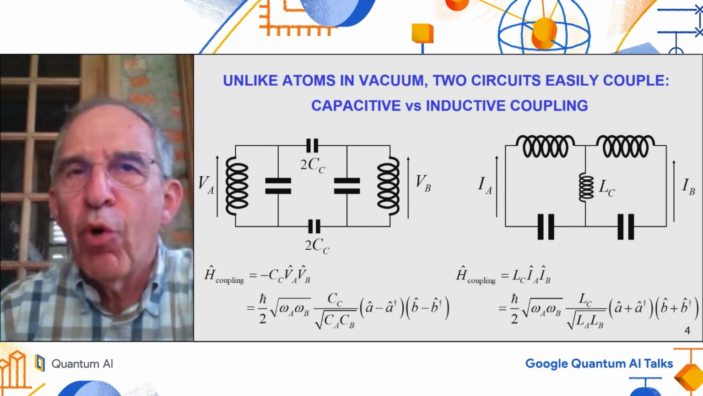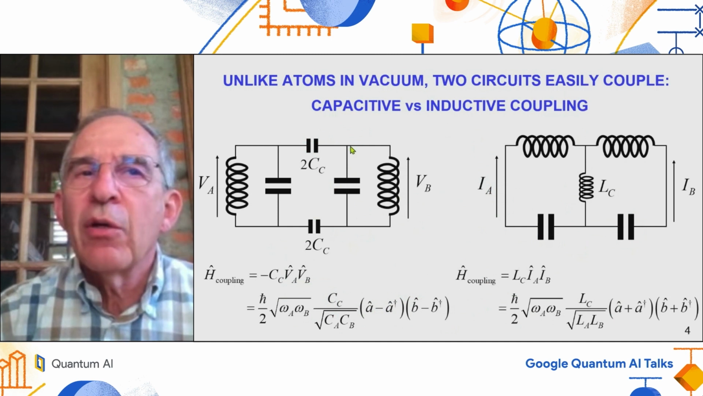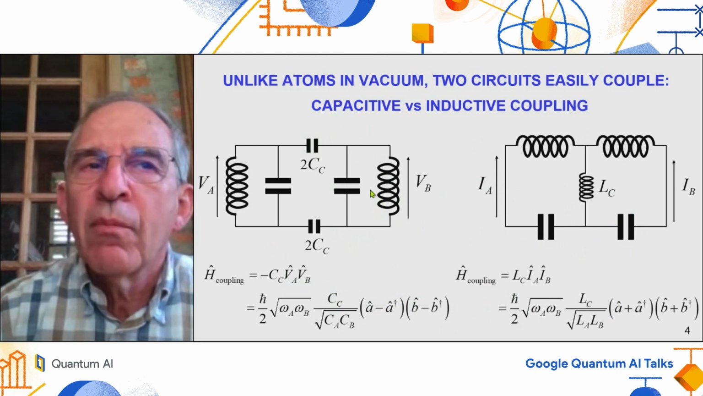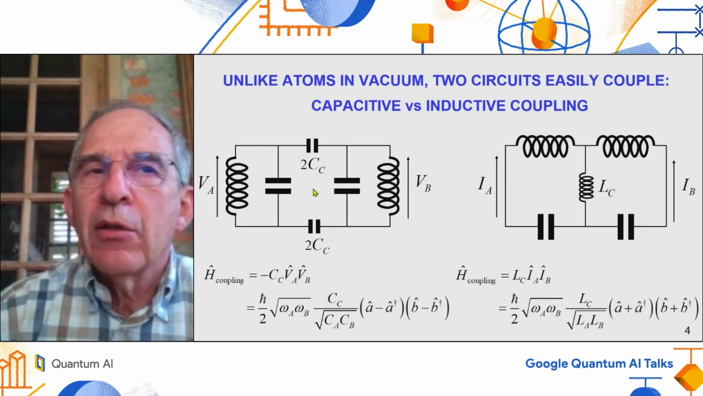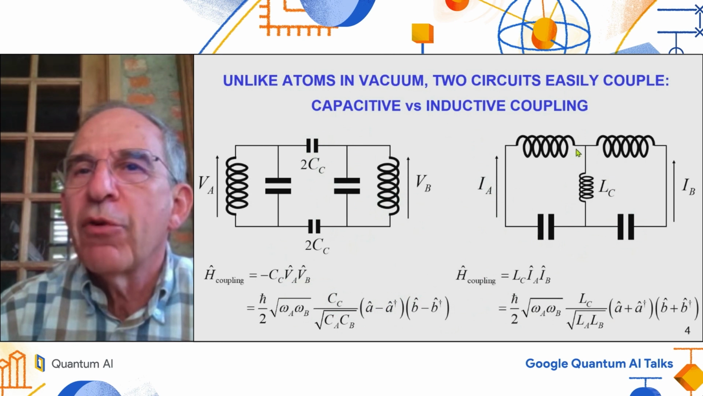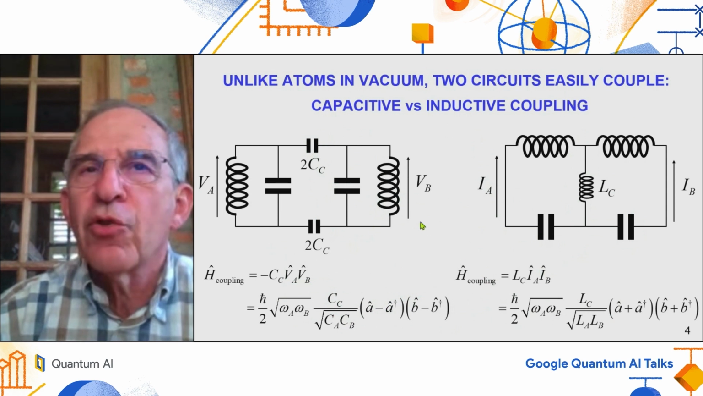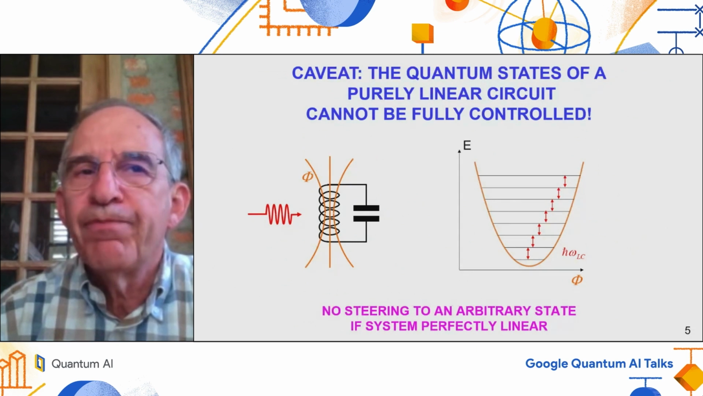Now comes the big bonus of these superconducting circuits. So these artificial atoms, in contrast with the natural ones, are easy to couple. So one circuit can be coupled to several others. And the coupling can be capacitive, like here in this picture, or inductive, like on this picture on the right. And we know how to compute the Hamiltonian of this coupling as a function of the circuit parameters. So we can do basically Hamiltonian engineering.